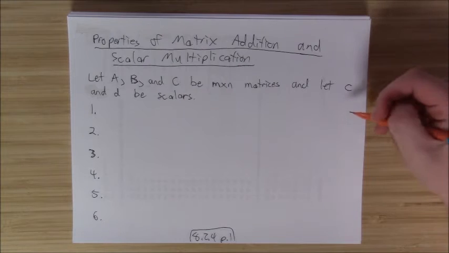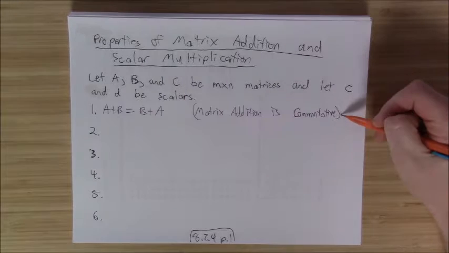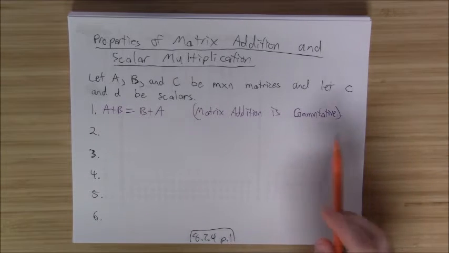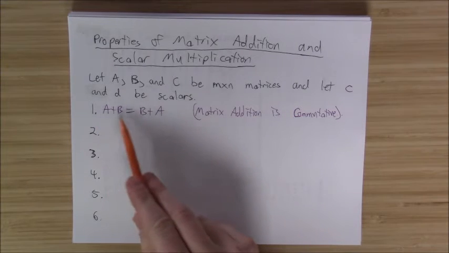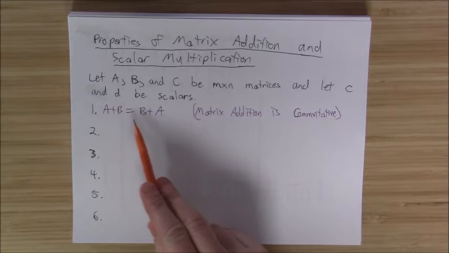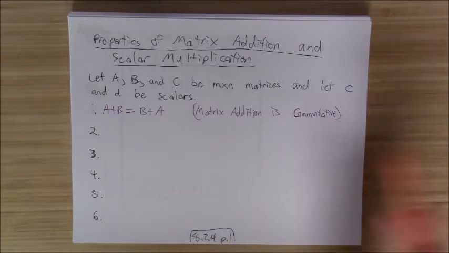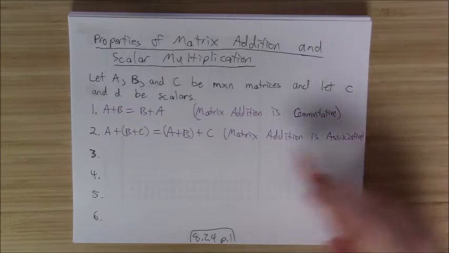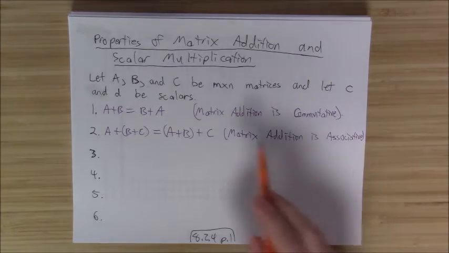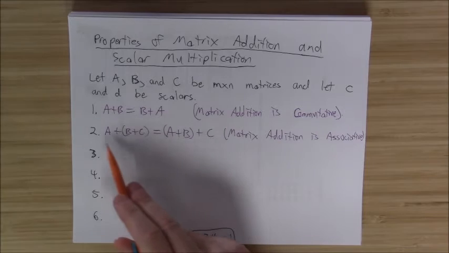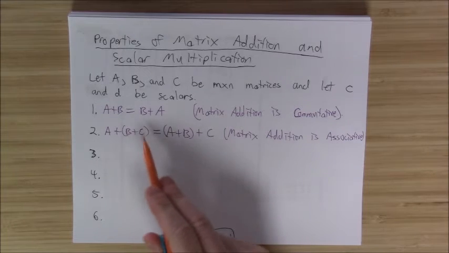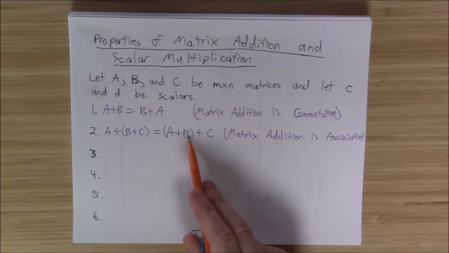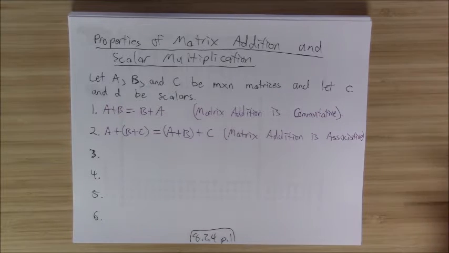Then we have that matrix addition is in fact commutative. So what that means is that if you add two matrices A plus B, it's the same thing as adding it as B plus A. Secondly, we also have that matrix addition is what's called associative. Namely, we have that A plus B plus C. If we add B and C first and then add A on the front, it's the same thing as adding A and B first and then adding C.